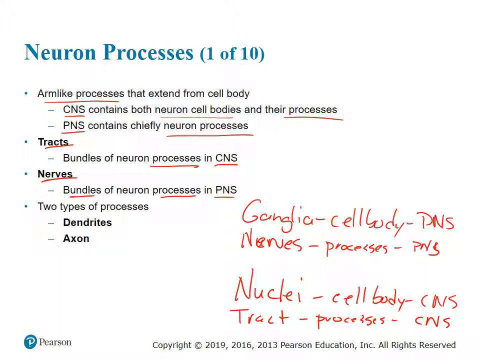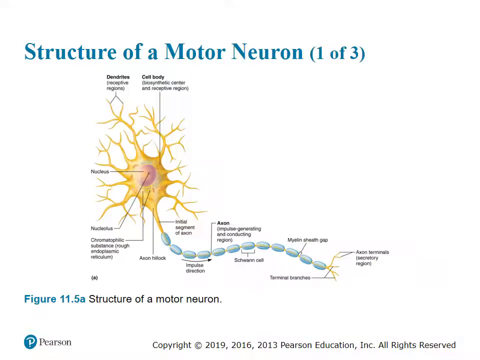So what about these processes? What do we mean by processes? Why the word processes? Because they actually can be defined in two ways. Processes can be dendrites, or processes can be the axon of a neuron. Okay, so let's look at figure 11.5 because it shows you everything that we just talked about, pretty much, except for the names for the CNS, PNS.